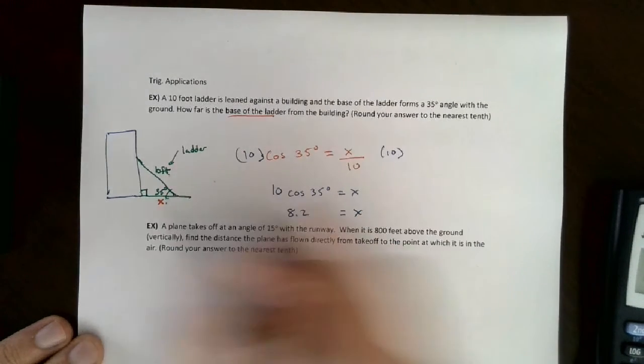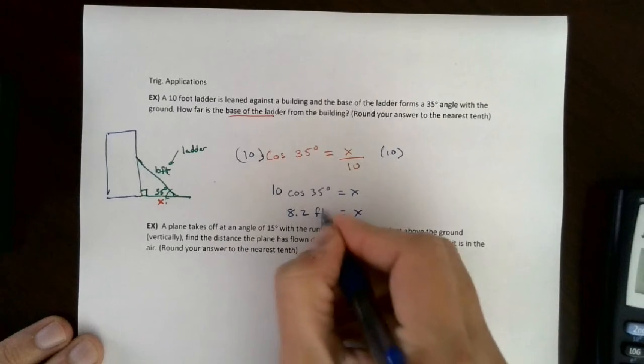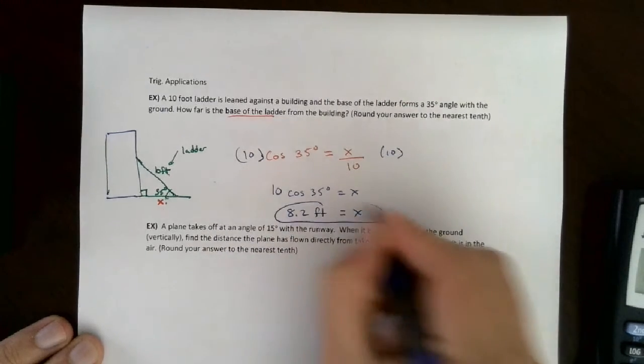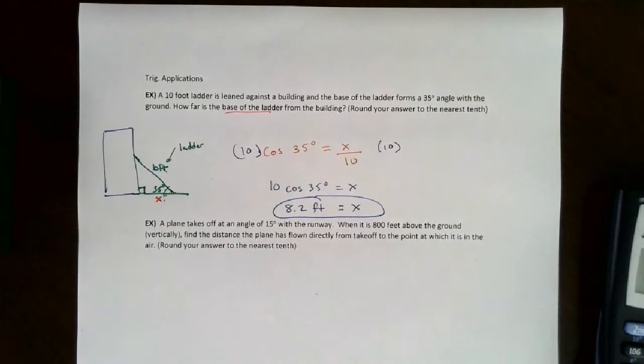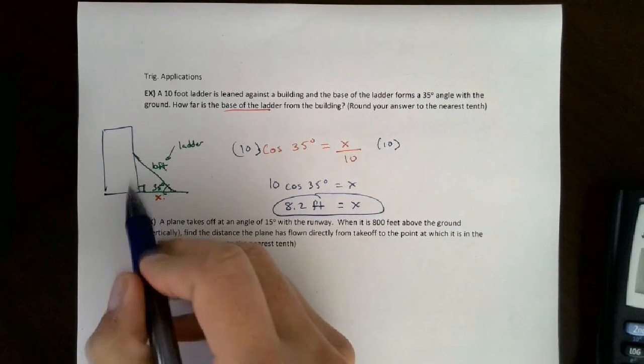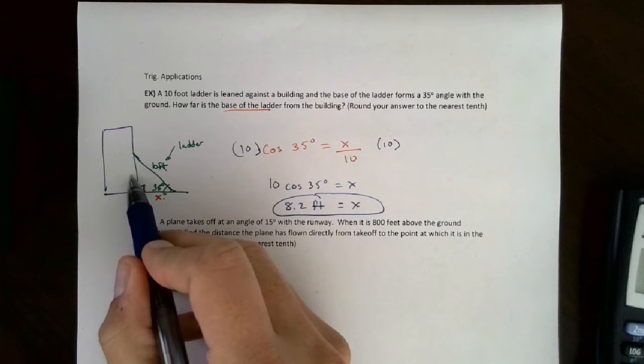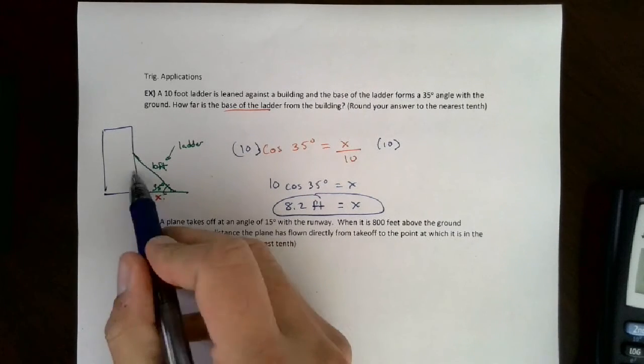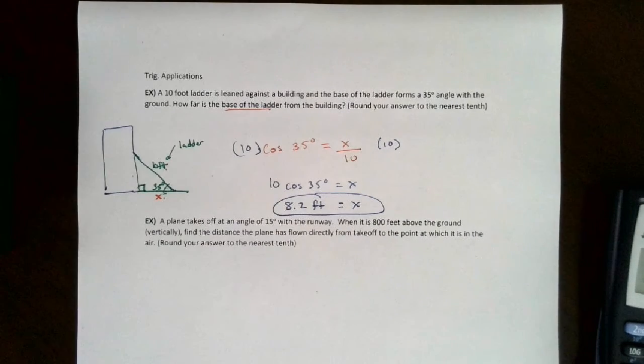What are the units on it? Well, the ladder was in feet, so this other side would also be in feet. Make sure you put units on there. So x equals 8.2 feet. Right? Now, if you wanted to find the height that the ladder reaches up the building, then this would be your unknown side, because you still do the same type of thing. You just have to use the sine because it's the opposite over the hypotenuse.